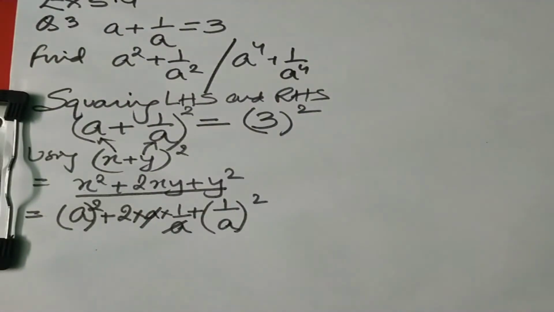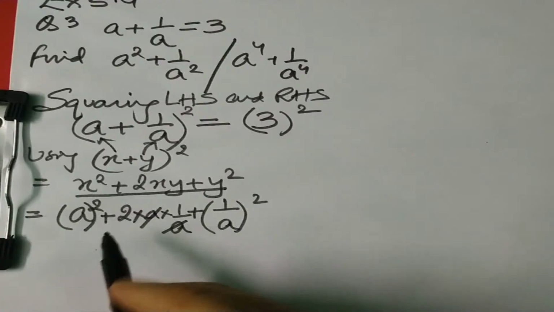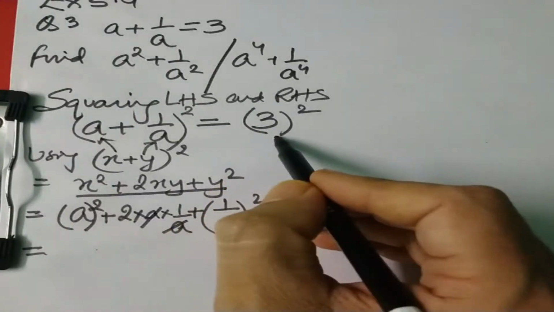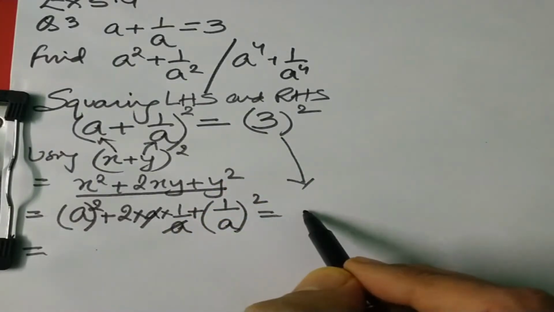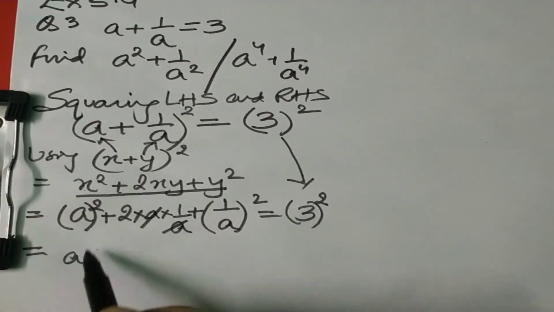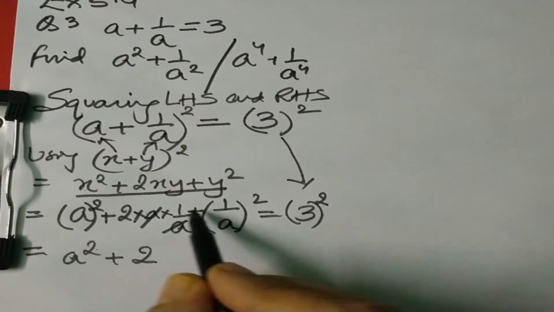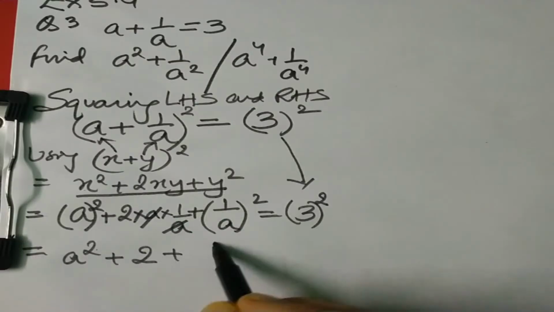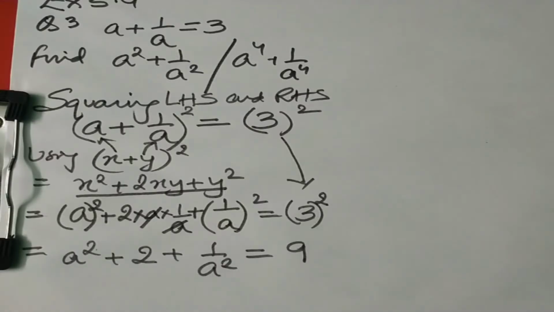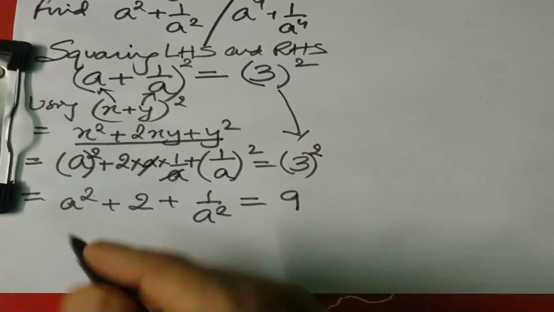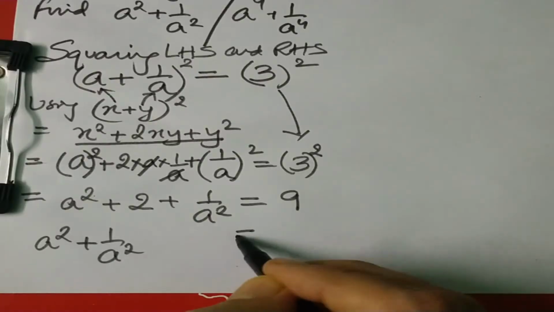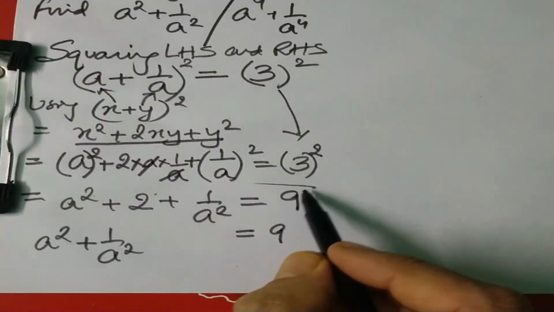When I simplify, a and a divide, and on the right side, this number is to be written here is equal to 3 square. So this will become a square plus 2, a and a cancel, plus 1 upon a square is equal to 9. 3 square is 9. So now the solution becomes a square plus 1 upon a square is equal to 9, and this 2 will come on the right side.